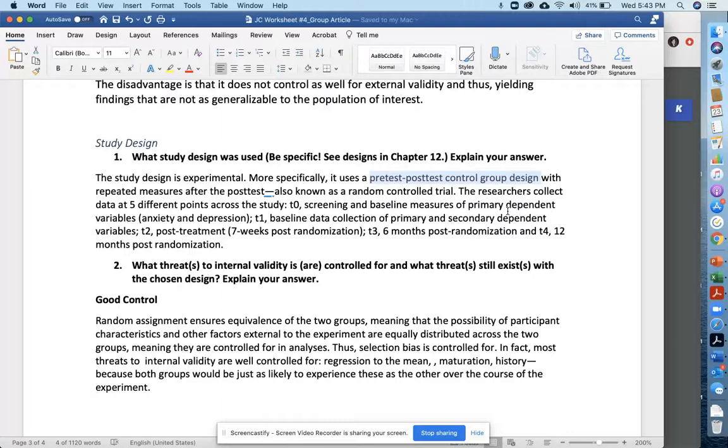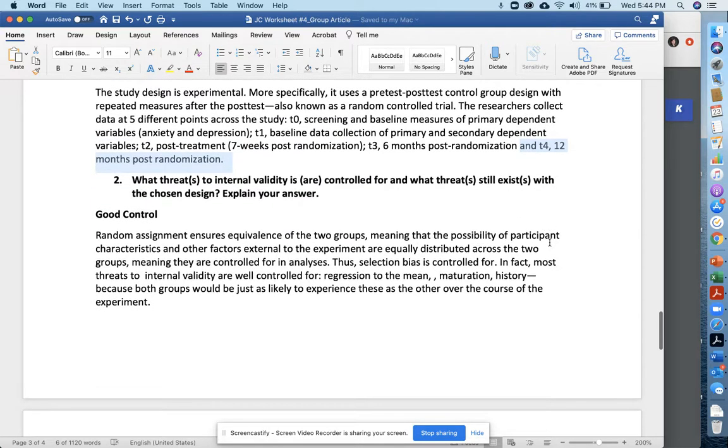The researchers collect data at 5 different points. They do it at a screening and baseline measure, then at a second collection point of baseline data, then at post-treatment, which was 7 weeks after randomization, so immediately following the intervention. And then time 3 was 6 months out, and then time 4 was 12 months out.